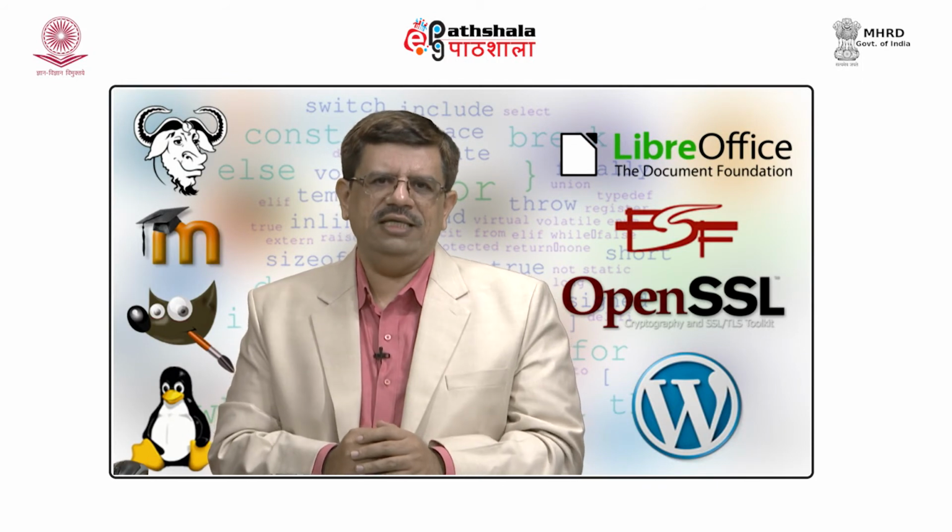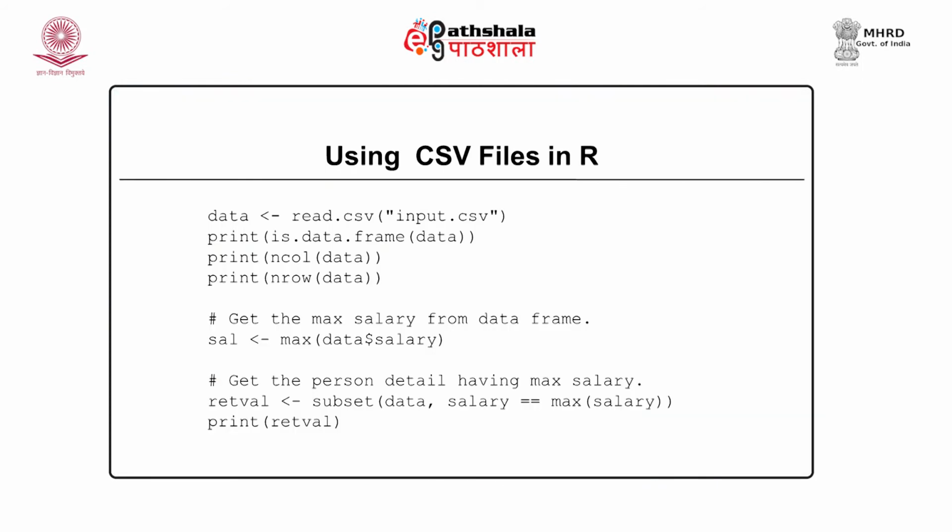So, let us see on the screen. What you can see is, first we have used the read.csv function. This is the R function that can be used to read CSV files. Then I am printing some values. It prints whatever data frame is being created, the number of columns and number of rows for the data that is read from the CSV file.